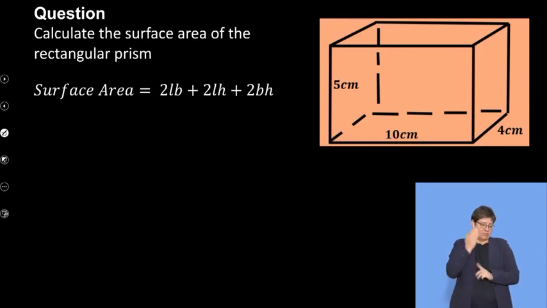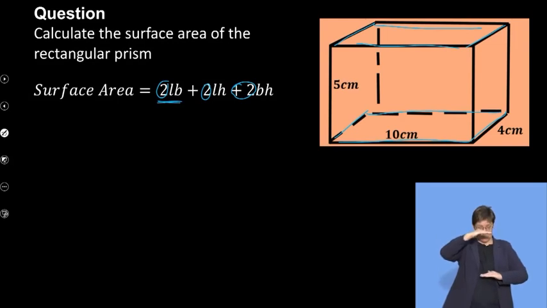Just a reminder from before the break, I defined what the surface area of the shape is. It's 2 times length times breadth plus 2 times length times height plus 2 times breadth times height. The reason I have these 2's is because I have repetitions of the following shapes. We can see that the top rectangle is the same size as the bottom rectangle. So that's why we have 2 times the length times breadth, accounting for the top and the bottom.